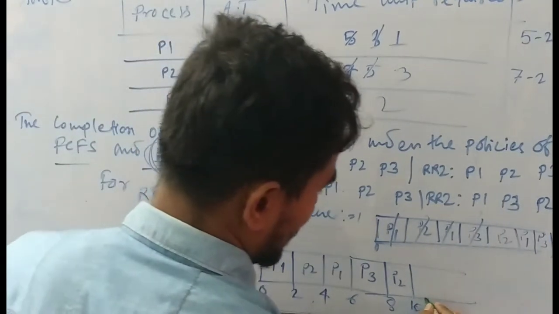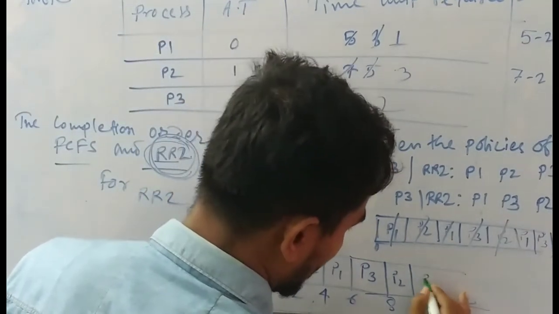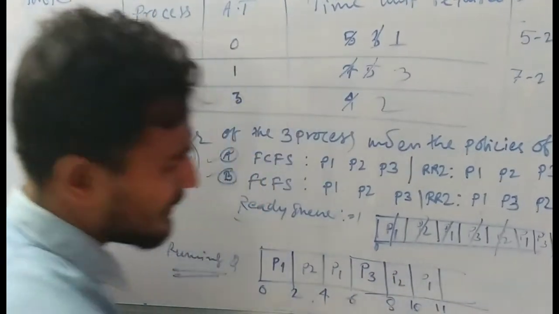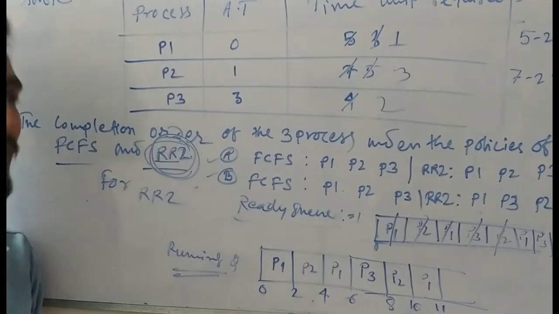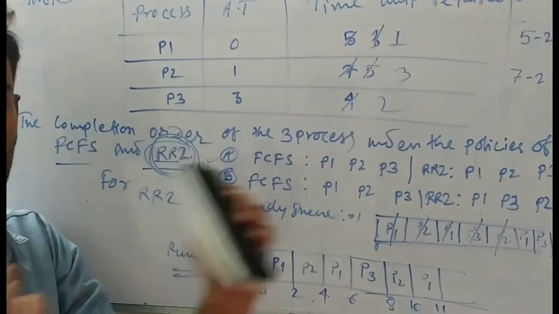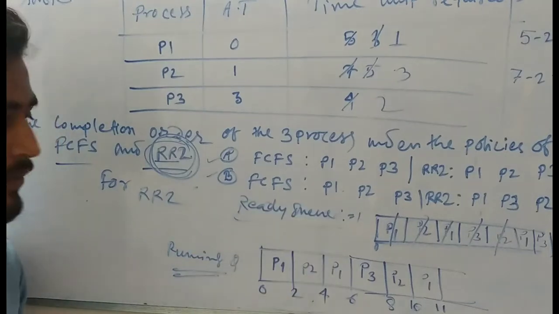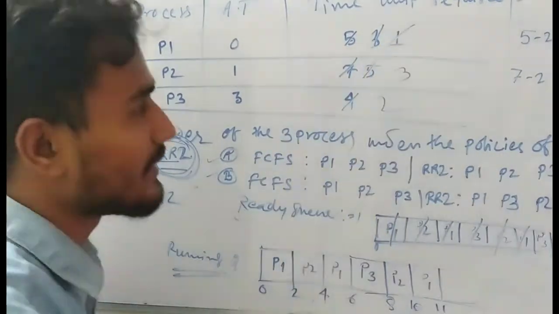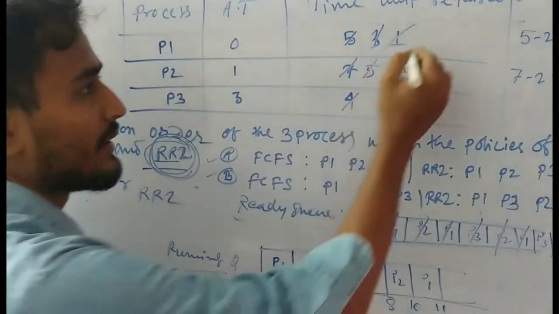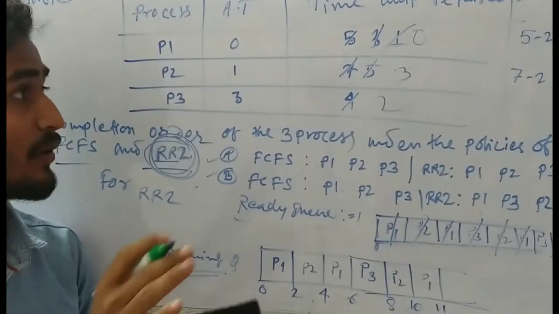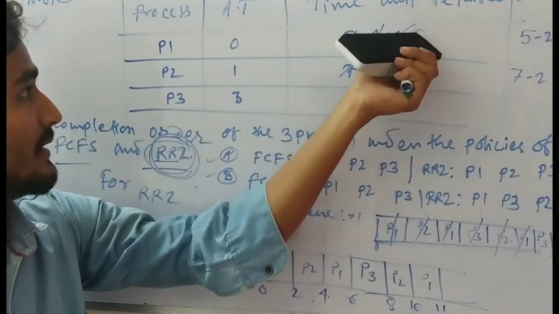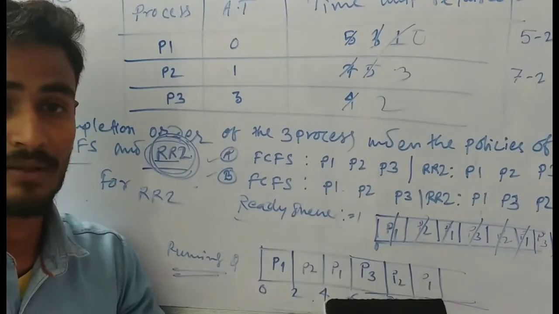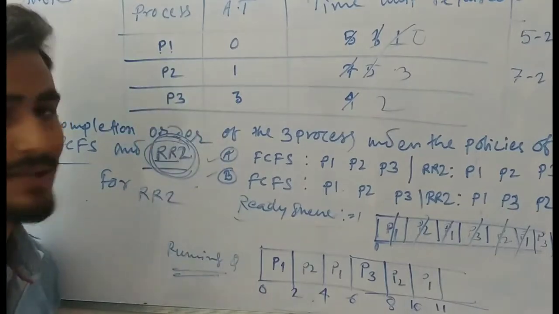Okay, now P1. Sir, P1 completion 1, so that means 11. Although the time quantum is 2, it has 1 time remaining, so that doesn't matter. Okay, just put the value. P1 is cancelled. Now you check whether P1's work is complete or not. Until the value is 0. Yes, the value of P1 is 0, so P1's work is complete. Okay, so P1 is cancelled.